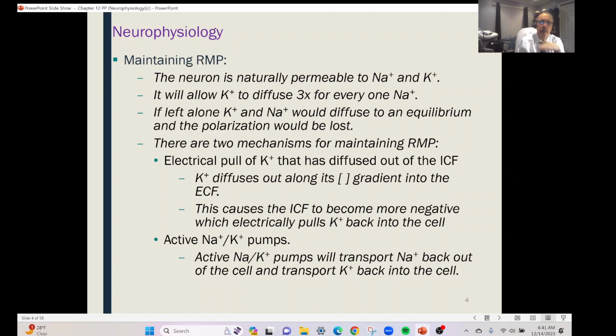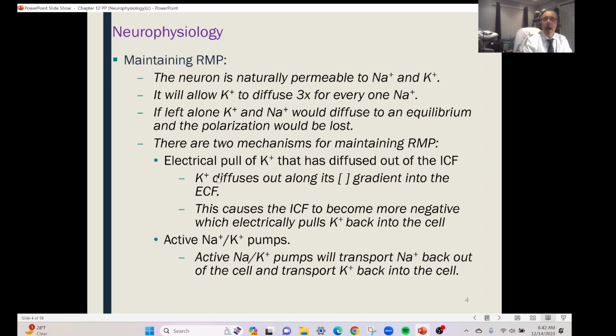If we just left that alone, eventually we would have an equal number of sodium and potassiums outside, and we would lose polarity, right? Everything would be positive. It would be positive outside and positive inside, and our neurons wouldn't function. So we can't have that. So there's two mechanisms for maintaining resting membrane potential. The first one I call like an electrical pull of the potassium that's diffused out of the intracellular fluid.